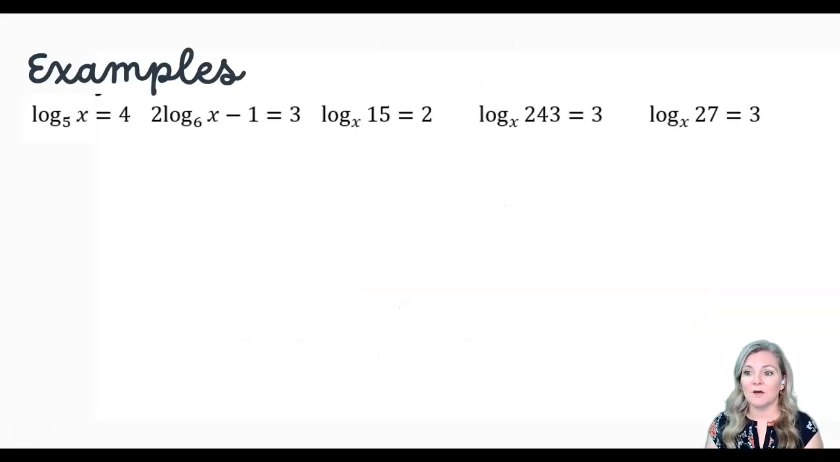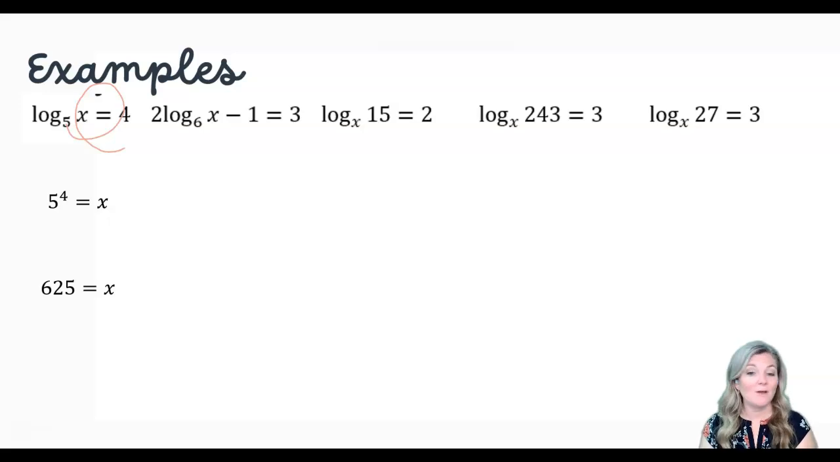So my first example, log base 5 of x is equal to 4. My log is by itself. There's nothing in front. There's no a or k. I can go, so I'm going to e it. So that is 5 to the 4th is equal to x. And therefore x is equal to 625, just using my calculator, 5 caret 4.